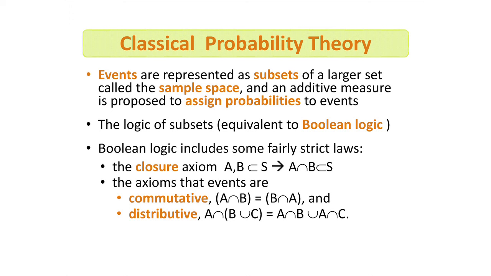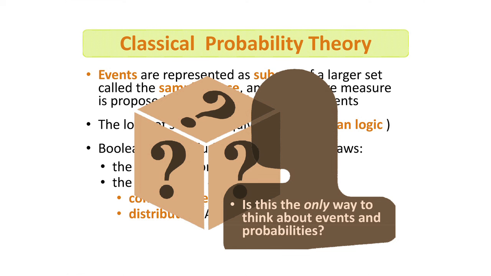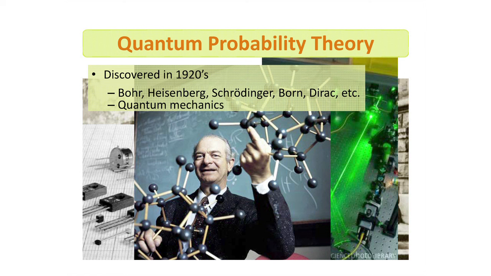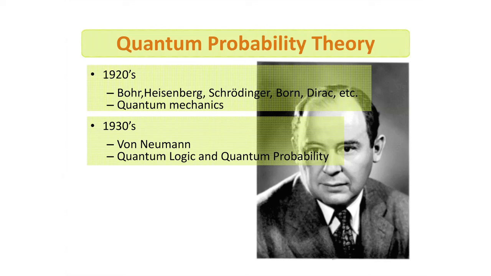But is this the only way to think about events and probabilities? So that's where quantum probability theory comes into the picture. The theory was developed in the 20s by a group of brilliant physicists. This is the picture from the 1927 Solvay conference. And this has revolutionized our world by giving us the transistor, the laser, and a foundation for chemistry, among many, many other accomplishments. I think there was some estimation that about one-third of the world economy is directly driven by quantum physics, quantum mechanics right now. And in the 1930s, von Neumann had a book called Quantum Logic and Quantum Probability, which set the axiomatic foundation for quantum probability theory.